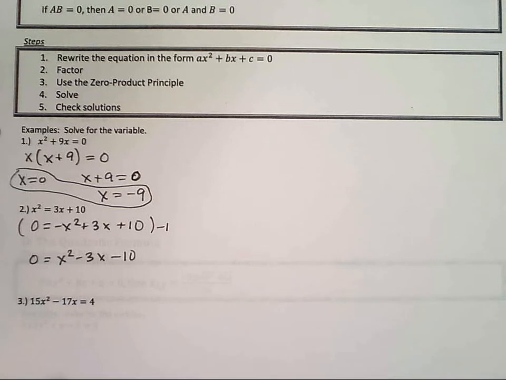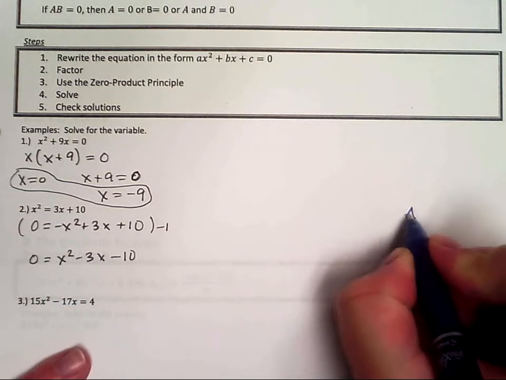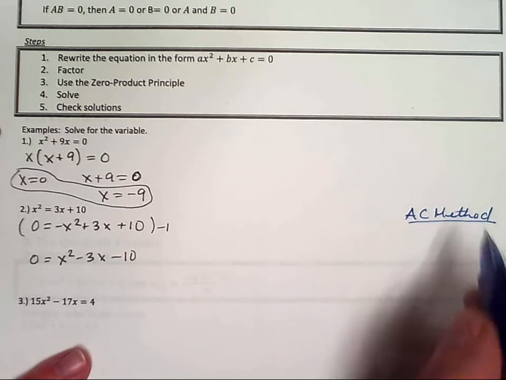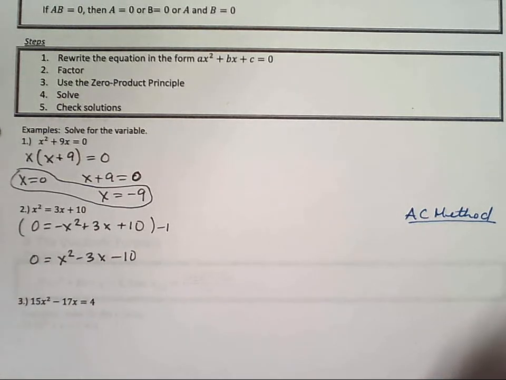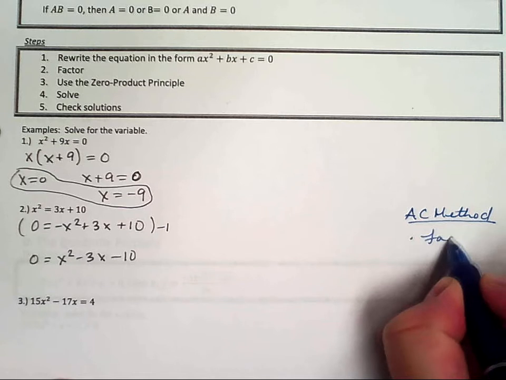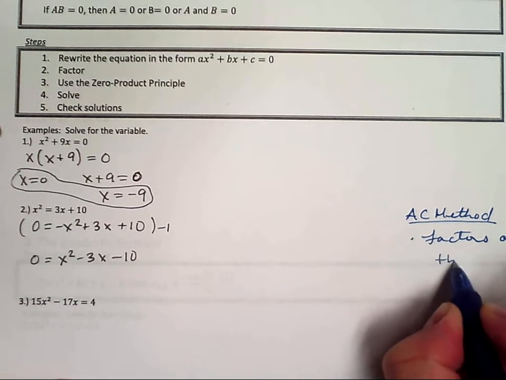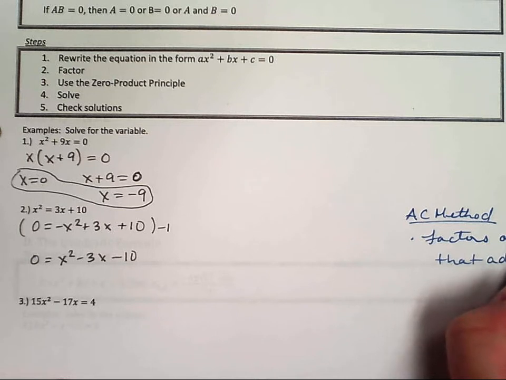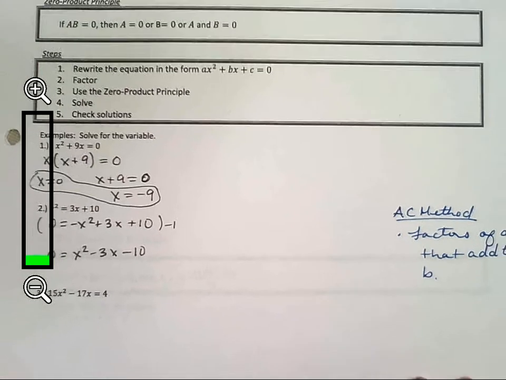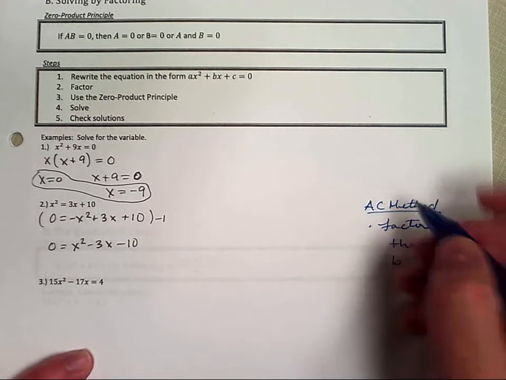So I need to, it's called the AC method, where I have ax squared plus bx plus c. So I'm looking for factors of a times c that add up to b. That's what I'm doing when I factor. Factors of a times c that add to b, where I have ax squared plus bx plus c equals 0.